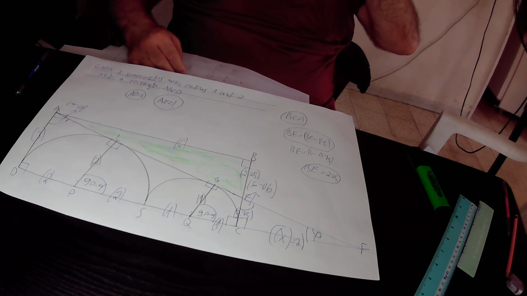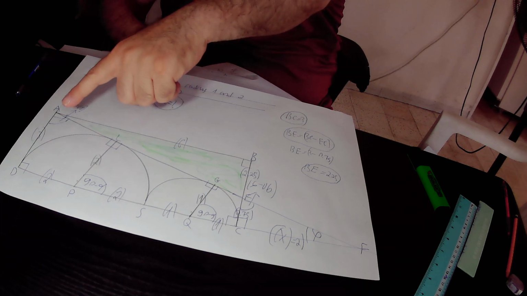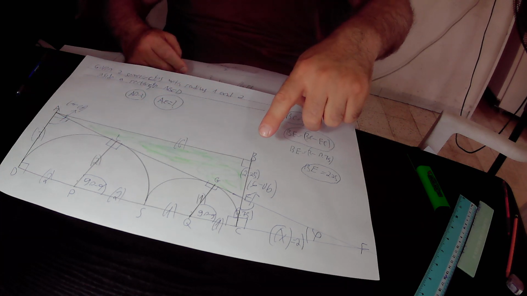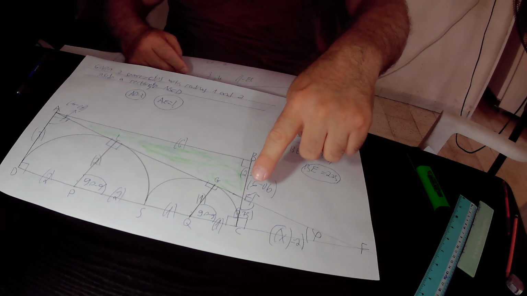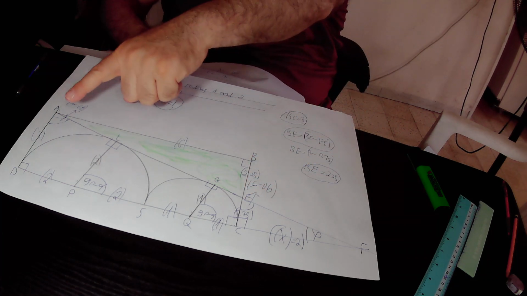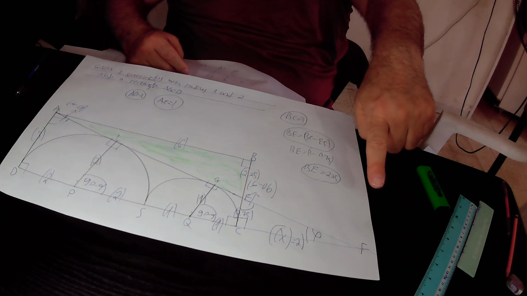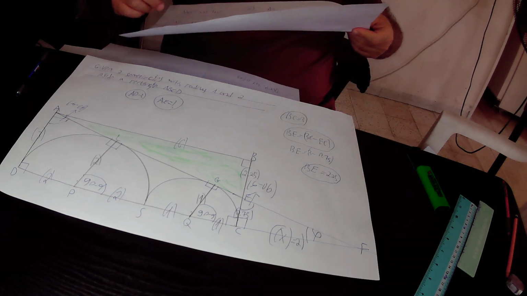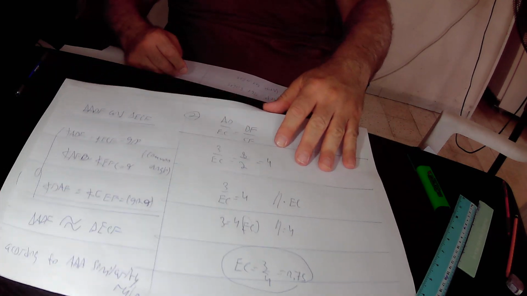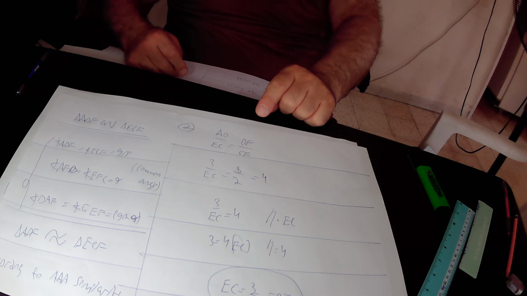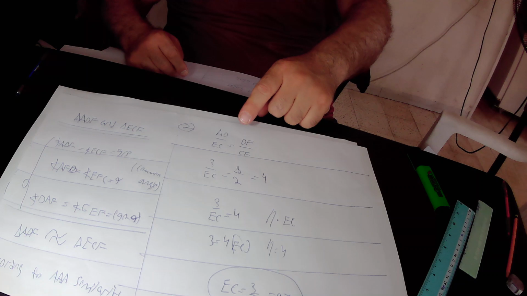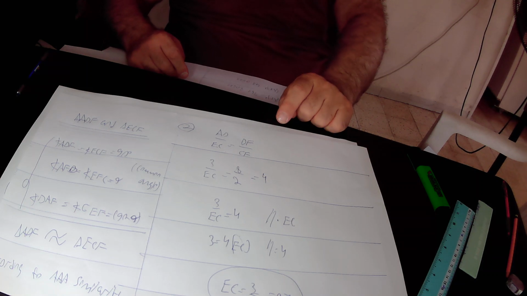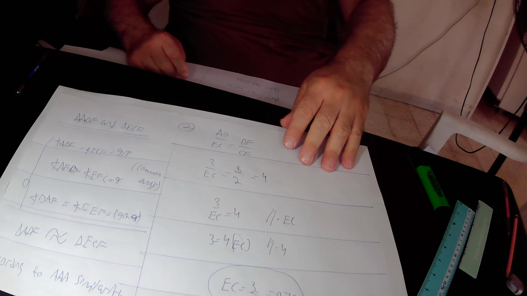And from the fact that those two right triangles are similar to each other, we derive that the following relationship exists between their sides. Side AD of the big triangle over side EC of the small triangle equals side DF of the big triangle over side CF of the small triangle. Again, AD over EC equals DF over CF. AD is 3, EC is the missing side, so we leave it as it is, over DF.